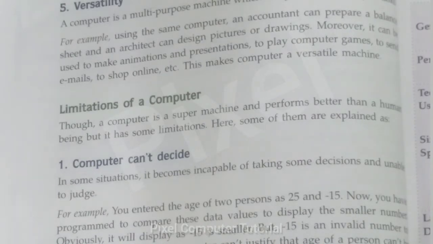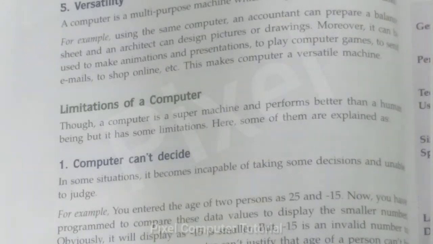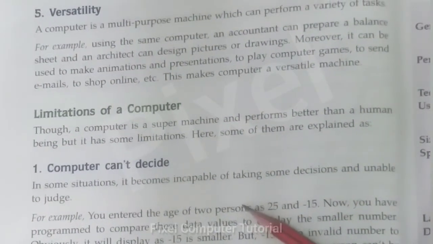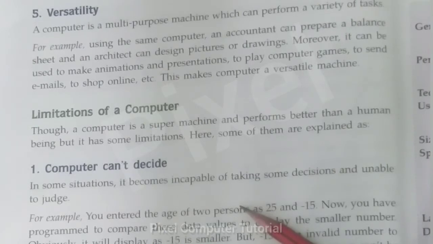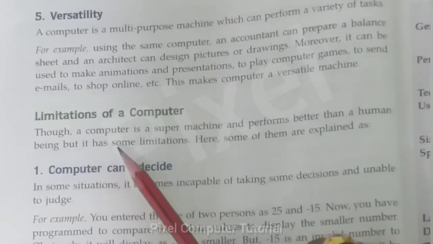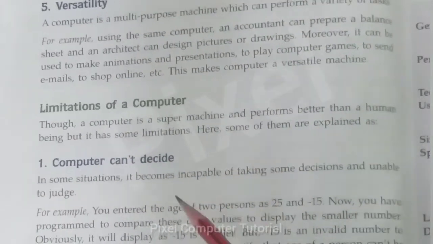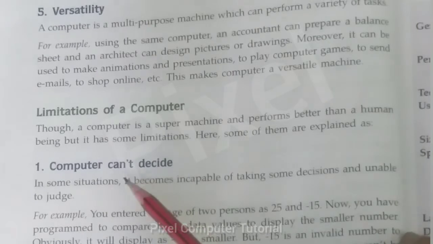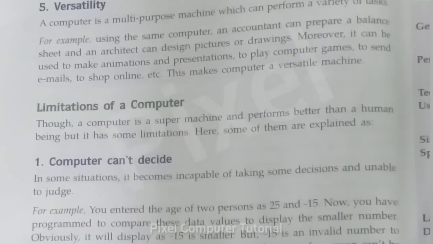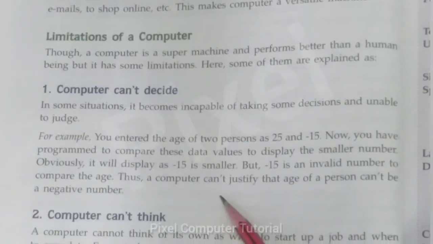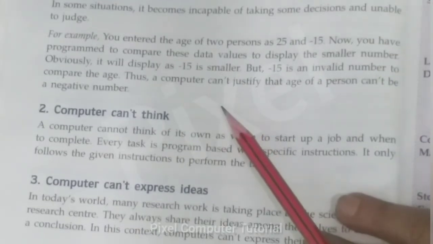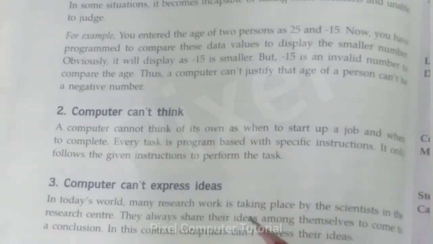That is the speciality of the computer. All right, now next is the limitations of a computer. Though a computer is a super machine and performs better than a human being, it has some limitations. So the first limitation is computer cannot decide, computer cannot think, and computer cannot express ideas.